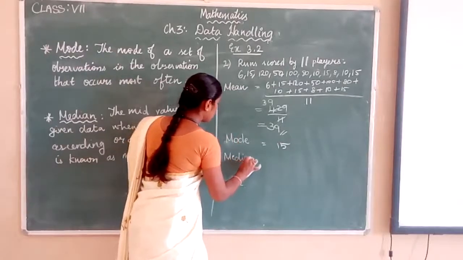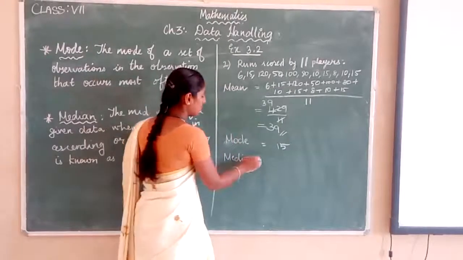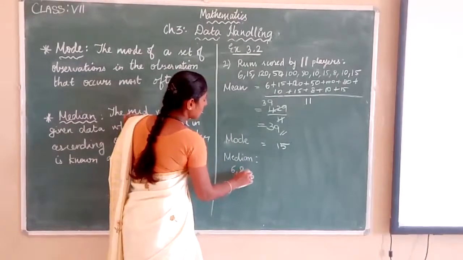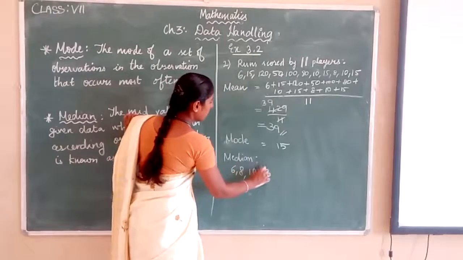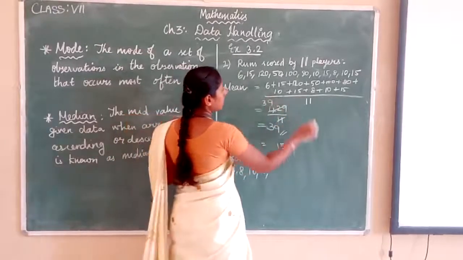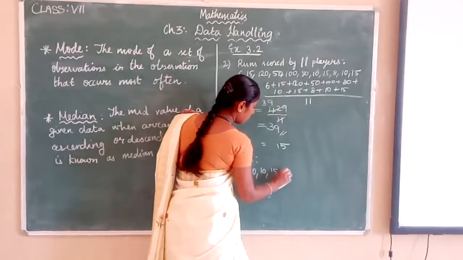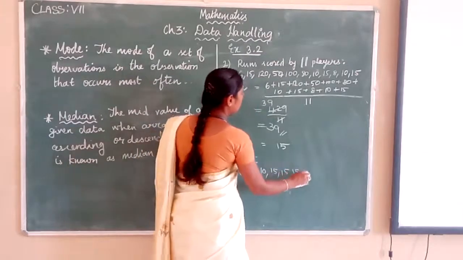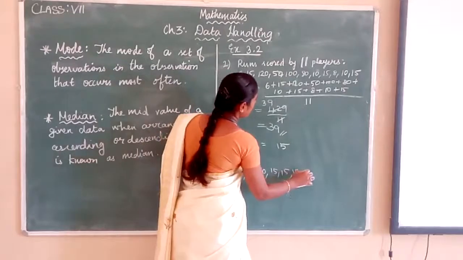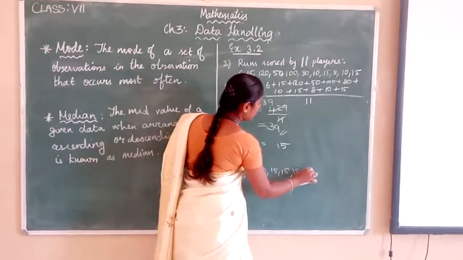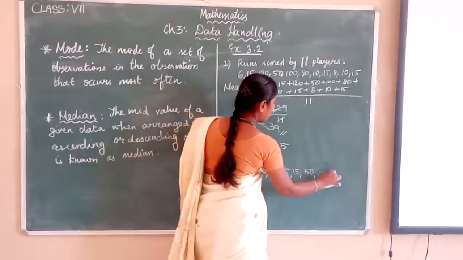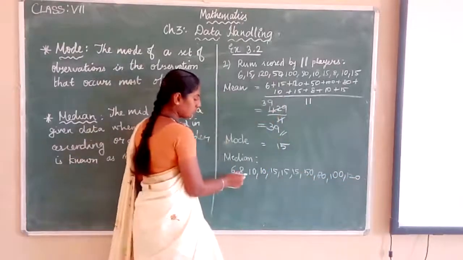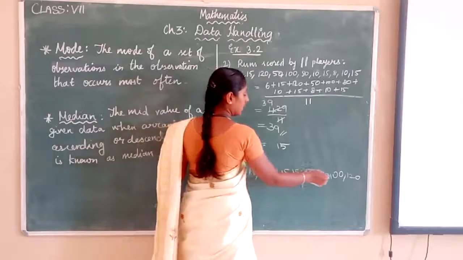For finding the median, we have to arrange the data in ascending order. So now let us arrange it: 6, 8, 10, 10, then 15, 15, 15, then 50, 80, 100, 120. Did you get all the 11 observations? 1, 2, 3, 4, 5, 6, 7, 8, 9, 10, 11.